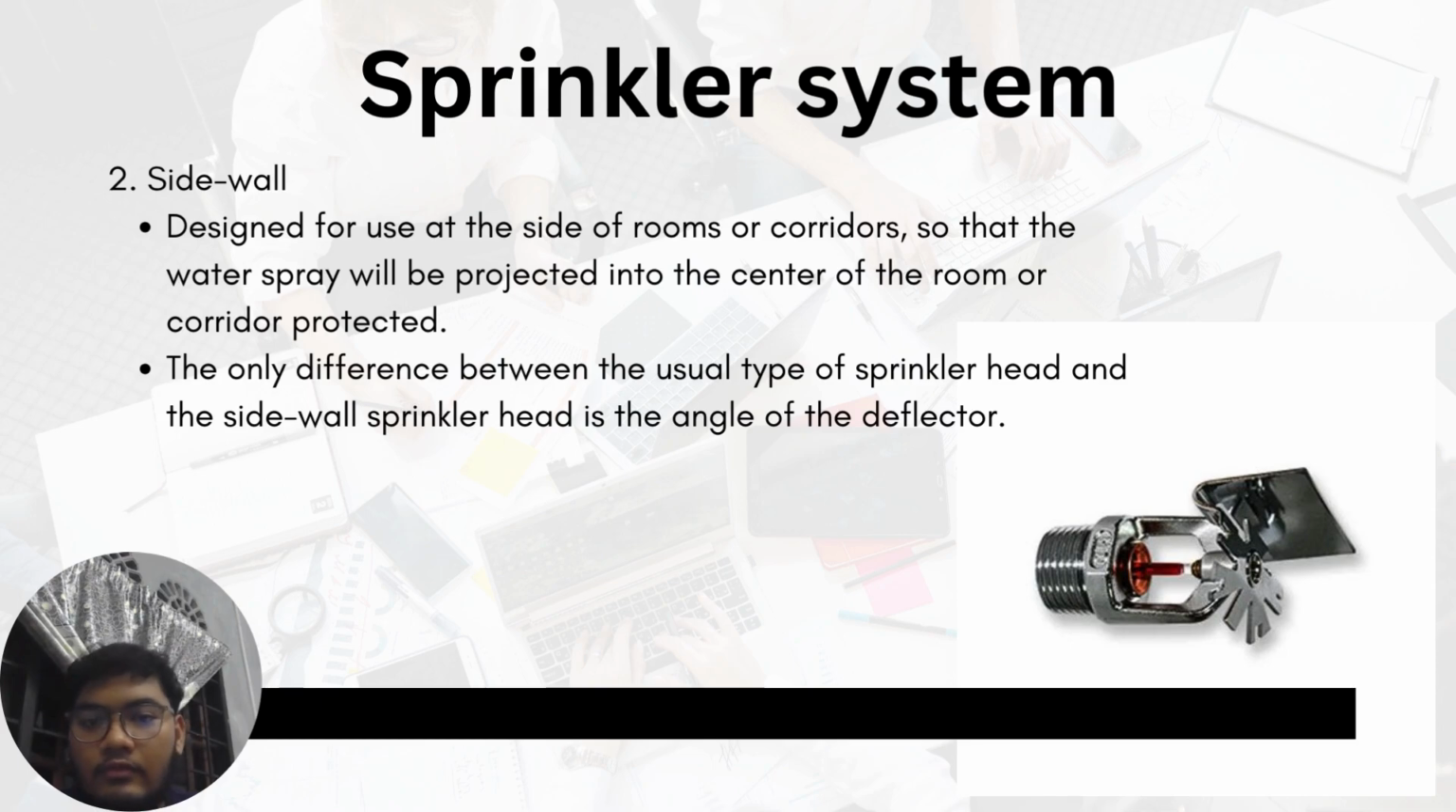The second sprinkler type, side wall. It is designed for use at the side of rooms or corridors so that the water spray will be projected into the center of the room or corridor protected. The only difference between the usual type of sprinkler head and the sidewall sprinkler head is the angle of the deflector.